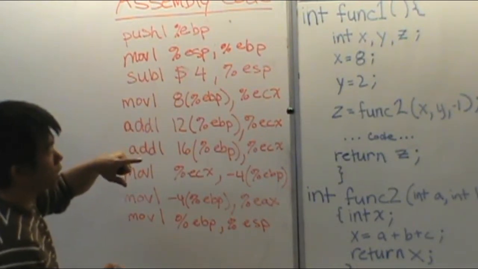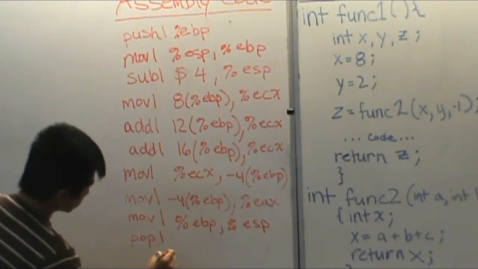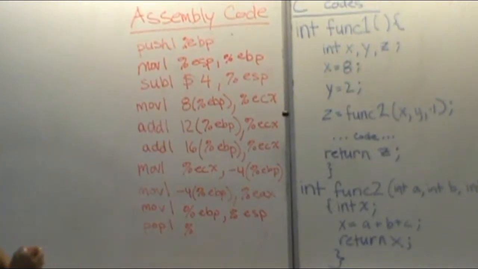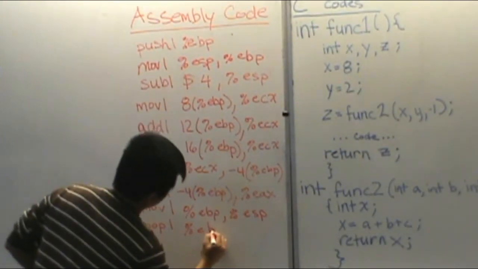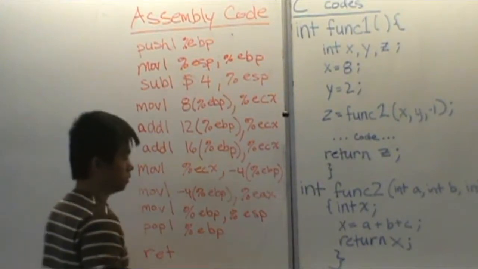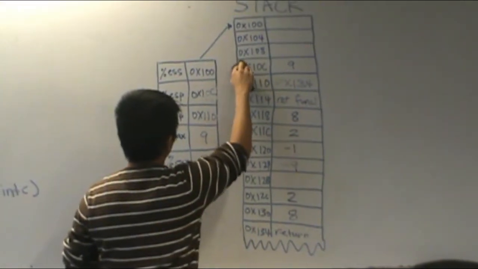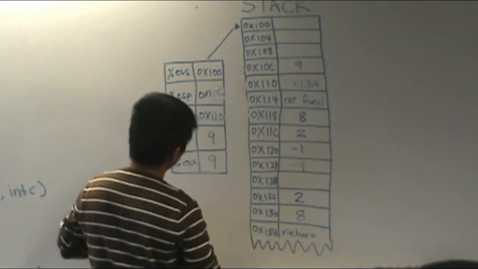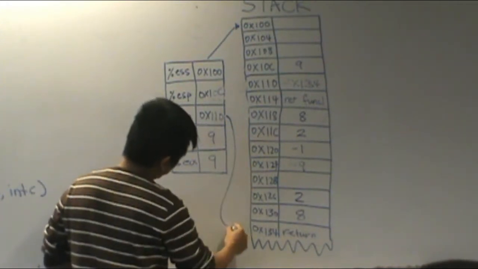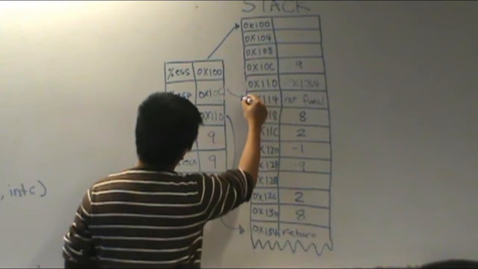and it will move EBP back down to 134, and then ESP will return back to 114.